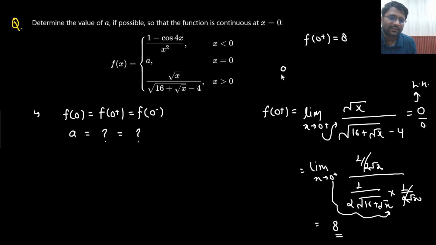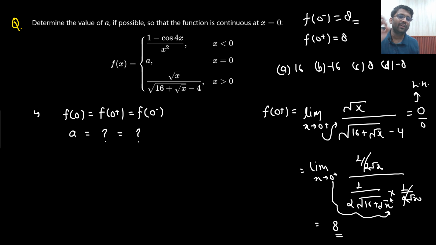Now let's just say options were somewhat like this: 16, minus 16, 8 and minus 8. That means not possible is not an option. What does that mean? That if you check at f of 0 minus, then also it will come out to be 8 only. But in the examination you don't need to check f of 0 minus, you can directly click on this option. The answer will be 8. Are you able to understand this point? If one of the options is not possible, then only you will check at 0 plus as well and 0 minus as well. And if the options are 4 different values, or it is a NET type of question, then directly you would write down the answer to be 8.